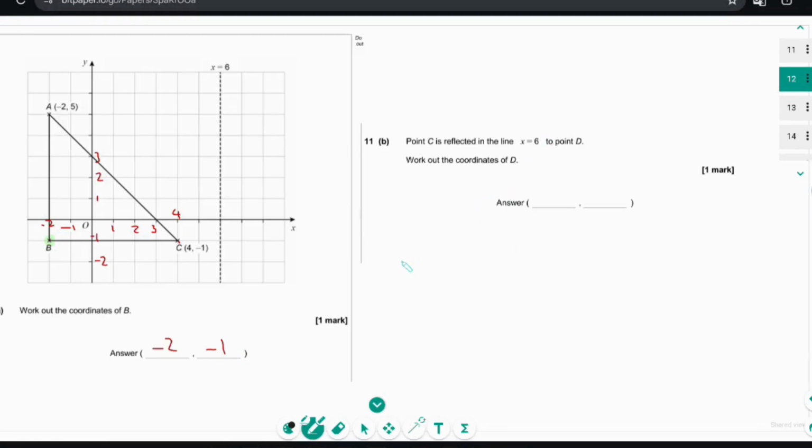Point C is reflected in the line x equals 6 to point D. Work out the coordinates of point D. So this point C here is 2 away from the mirror line, so we need to go 2 away in the opposite direction. This is point D. So 4, 5, 6, 7, 8. 8 across, 1 down, so 8 minus 1.